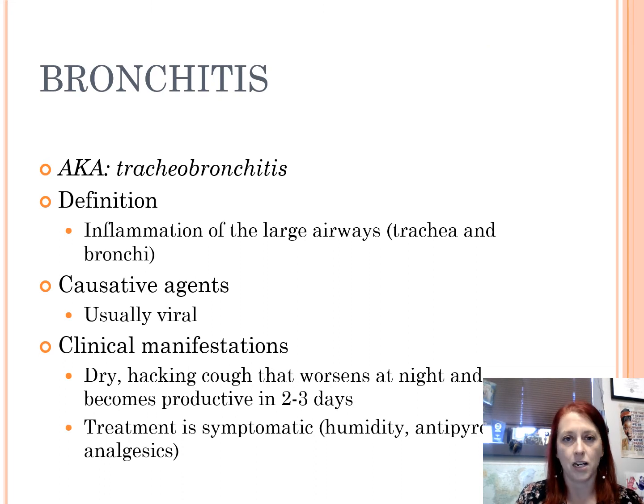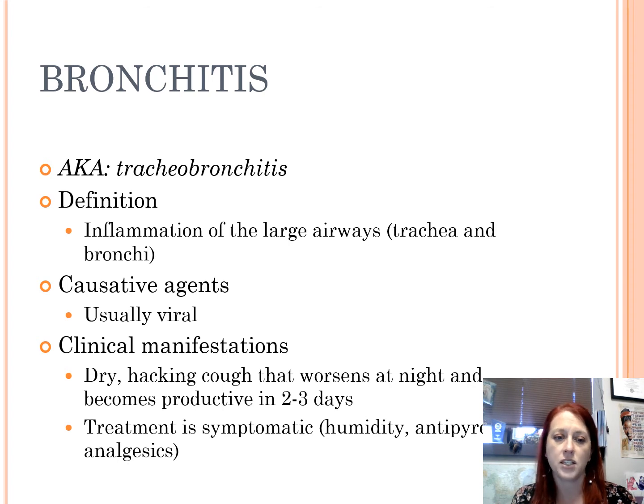So bronchitis is inflammation of the large airways, our trachea and our bronchi, primarily caused by viruses, but it can be things like Mycoplasma pneumonia. Something to think about in a teenager who is getting chronic bronchitis may be something like smoking. That's definitely something that is seen more in a teenager.